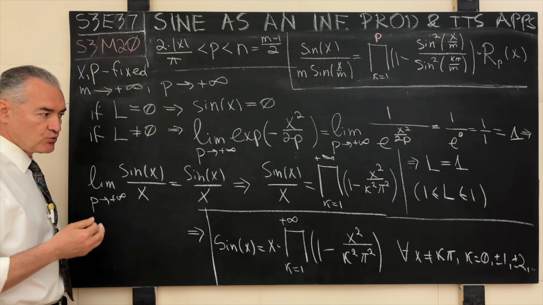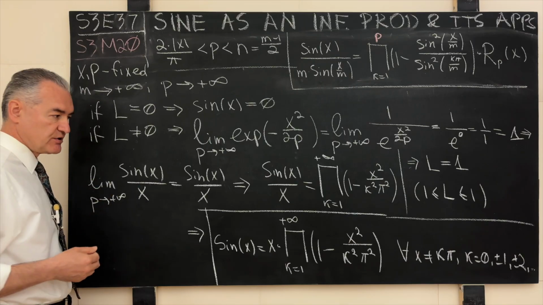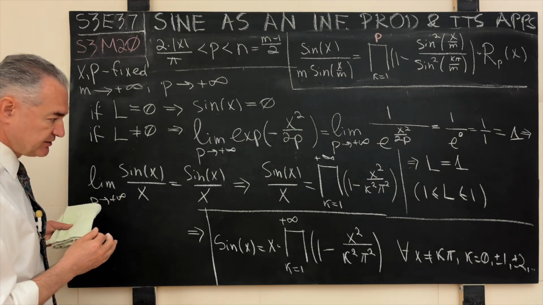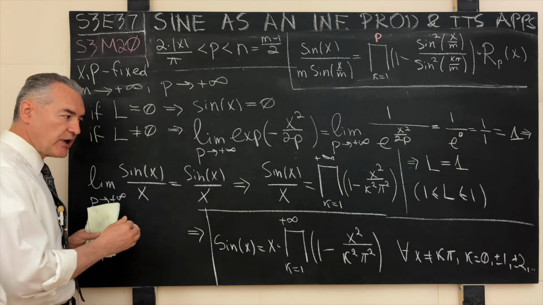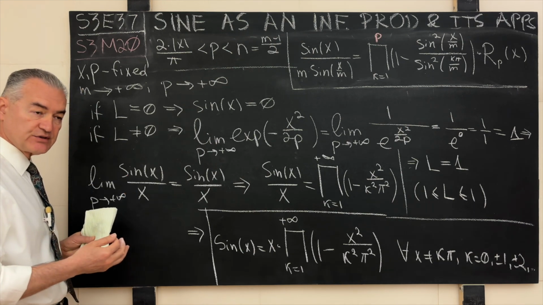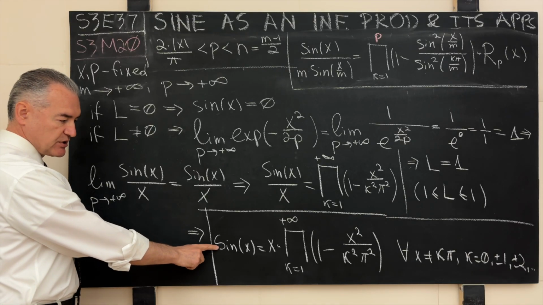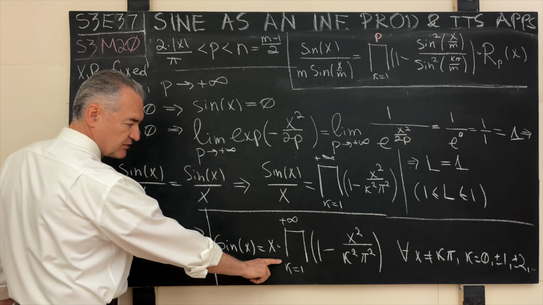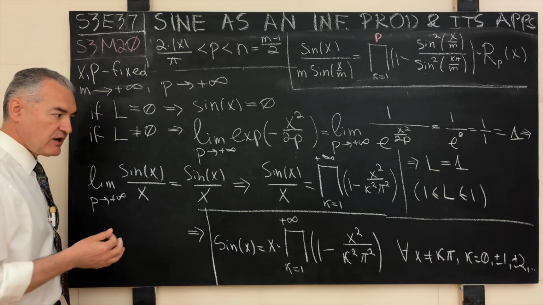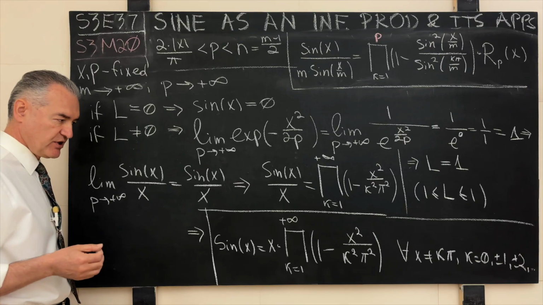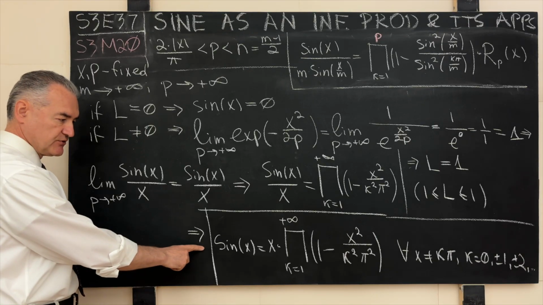Some of these results were known to Euler 200 years ago. Some of them were not, but in modern times, this is one way to construct a rigorous argument that proves the decomposition of the trigonometric function of sine into the infinite product shown over here. And now we can look at the following three very straightforward applications of this formula.